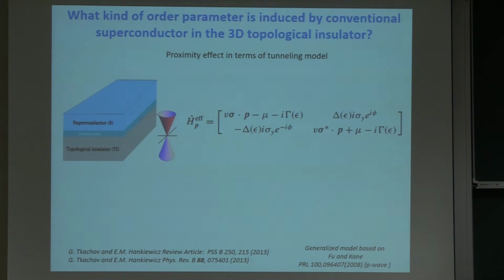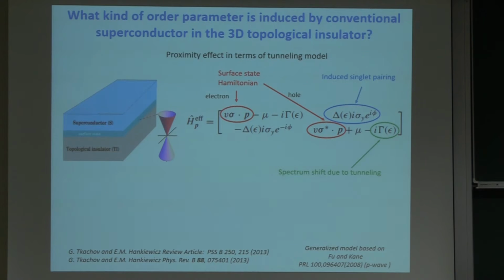So this is the Bogoliubov-de Gennes Hamiltonian, in the basis of excitations of electrons and holes. One can see that I can write a part of the Hamiltonian related to the surface states for electrons, and a part related to the holes. And they are connected by the singlet S-wave superconductivity. So this is exactly the electron and hole surface state Hamiltonian, and this is the induced singlet pairing. And there can also be some spectrum shift of my system because of the tunneling.